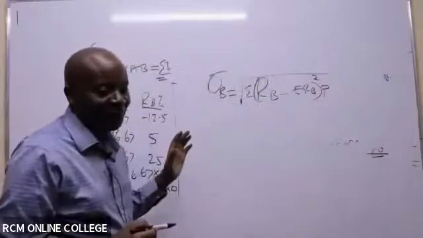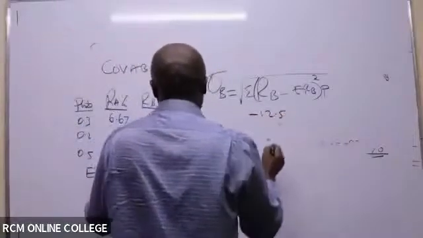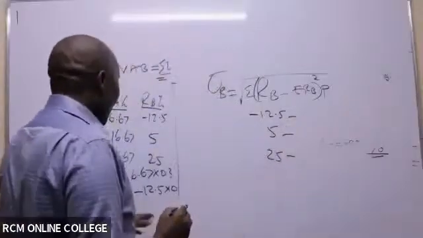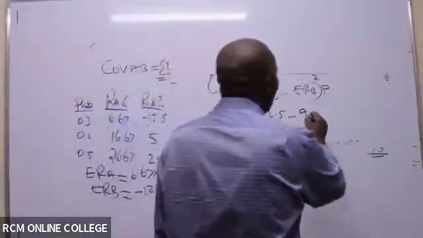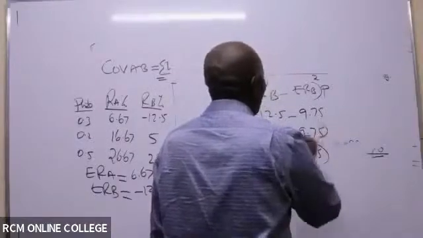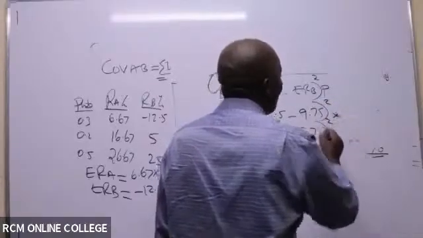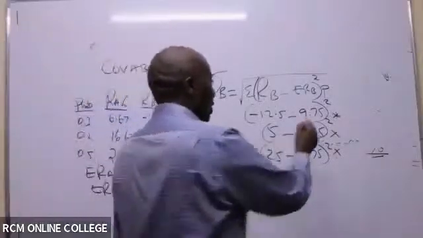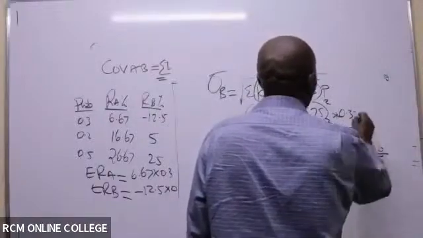Returns of B are given here. So it is minus 12.5. Then we have 5. Then we have 25. Minus the expected returns of B. You guys have to remind me this expected returns of B. 9.75. Then you come under, in this case here, square, times the probabilities. Our probabilities are here, 0.3, 0.2, and then we have 0.5 like that.